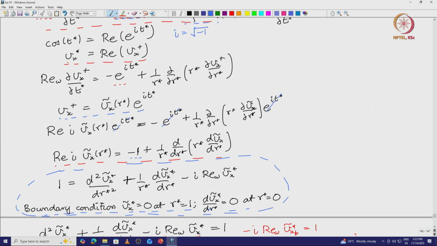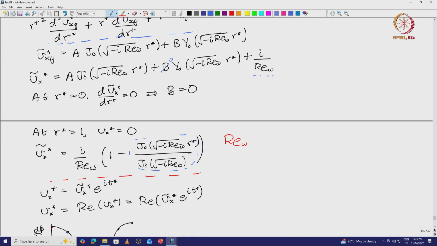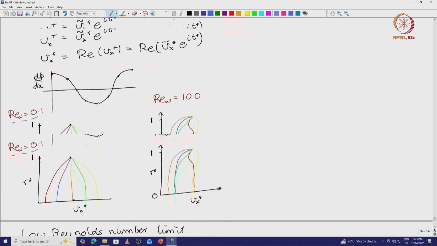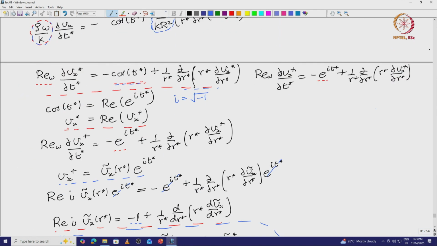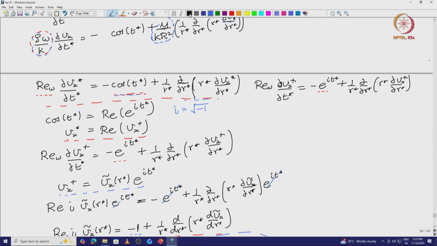In this equation, finally we got an equation of the form with the Reynolds number, where Re omega was equal to rho omega r square by mu. Re omega was equal to rho omega r square by mu. This is equal to minus cos t plus the viscous term.